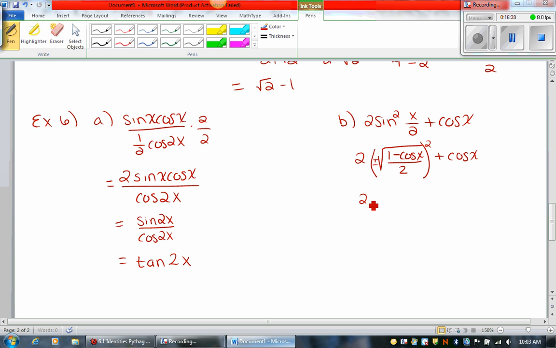So what I wind up with here is 2 times 1 minus cosine x over 2, because when I square it, the root simplifies out for me. 2 and 2 cancel. We have 1 minus cosine x plus cosine x. Oh, I'm sorry, my bad. Negative cosine plus cosine, these cancel, and I'm left with just 1.